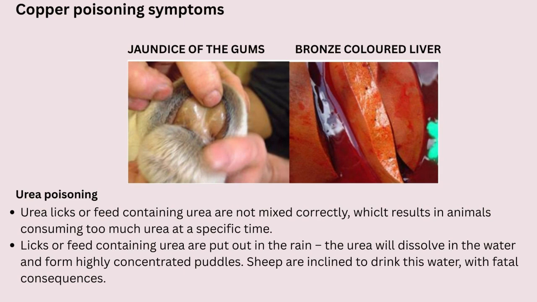Urea poisoning. Urea licks or feed containing urea are not mixed correctly, which results in animals consuming too much urea at a specific time. Licks or feed containing urea are put out in the rain, the urea will dissolve in the water and form highly concentrated puddles. Sheep are inclined to drink this water, with fatal consequences.